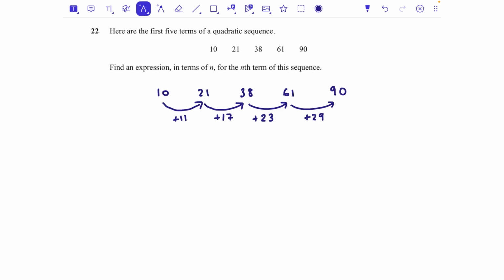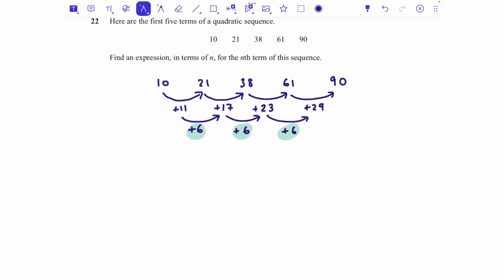Now, if that first number is not the same, we need to do the second difference. So that's going to be plus 6, and plus 6. And that number should be the same. If it isn't, check your maths, probably done something wrong. So just go back and check that. Whatever that second difference is, I want you to divide it by 2. And that tells you how many n squared we require for the nth term. So 6 divided by 2 is 3.